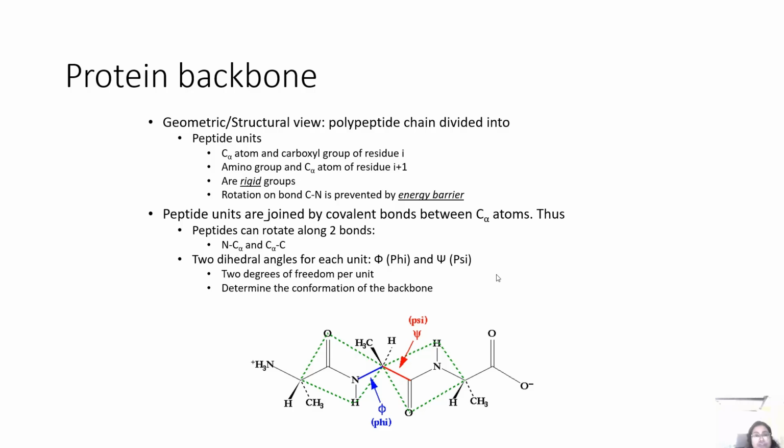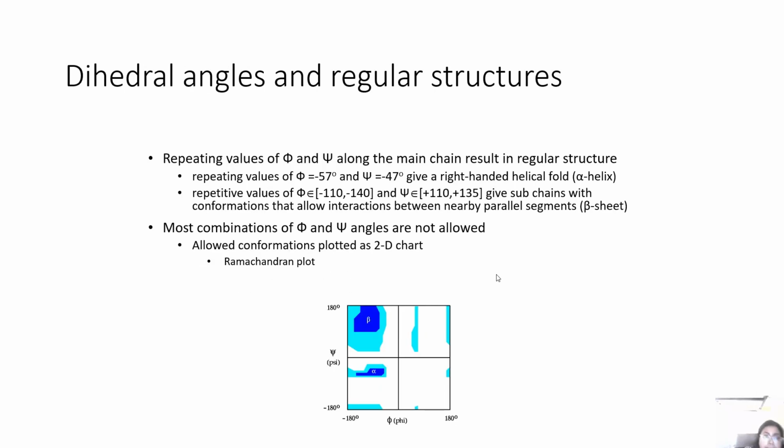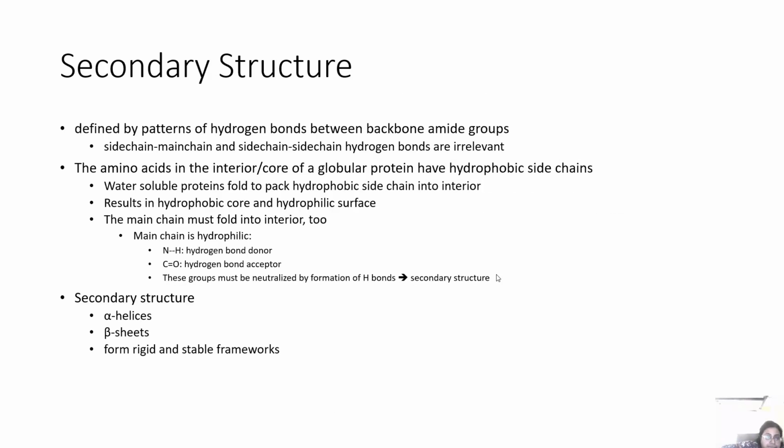Two dihedral angles for each unit, phi and psi, 2 degrees of freedom per unit, determine the conformation of the backbone. Repeating units of phi and psi along the main chain result in regular structure. Repeating values of phi and psi give a right-handed helical fold. Repeating values of psi and phi give subchains with conformations that allow interactions between nearby parallel segments. Most combinations of phi and psi angles are not allowed. Allowed conformations are plotted as a 2D chart.